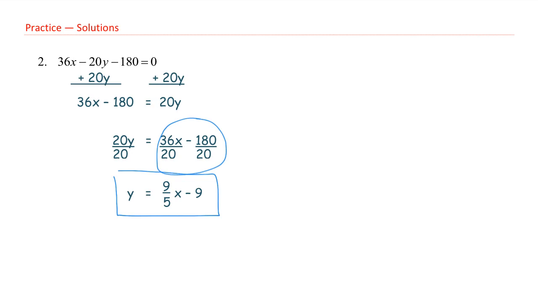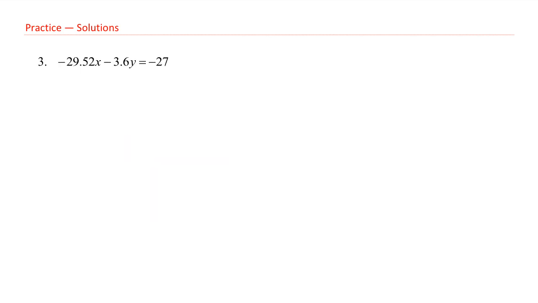Let's move to the final practice problem. Negative 29.52x minus 3.6y equals negative 27. Let's go ahead and put this in slope-intercept form. In order to isolate the term containing y, we're going to add 29.52x to both sides. When we do that, the equation ends up looking like this.